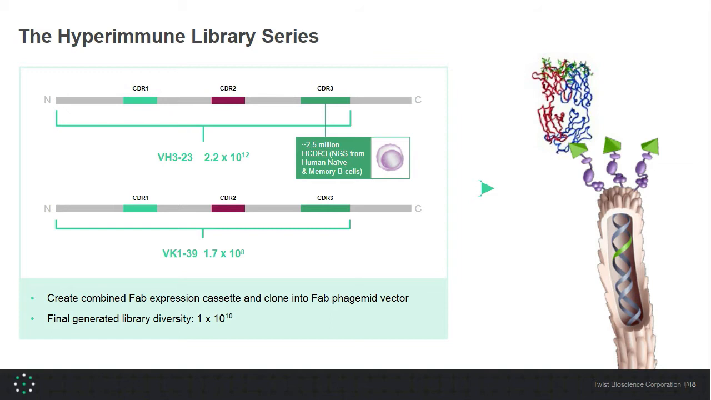We created an oligo pool of over 2.5 million sequences. We, of course, put diversity into the other 5 loops of the antibody as well, and we put that all into a single human germline scaffold, VH3-23, VKAPA139, and we created this fully human Fab library shown here with a diversity of over 10 to the 10th.